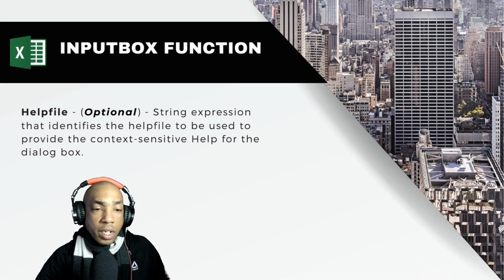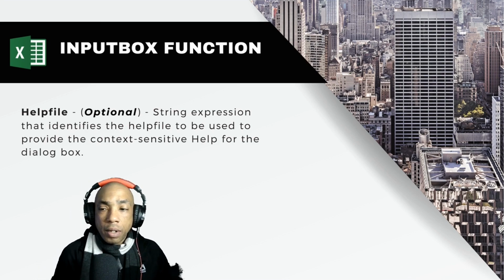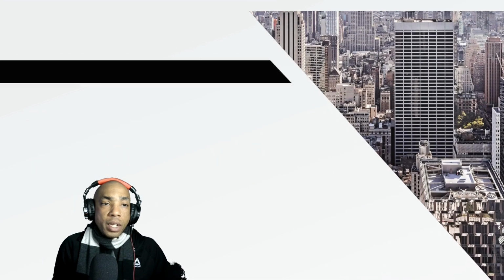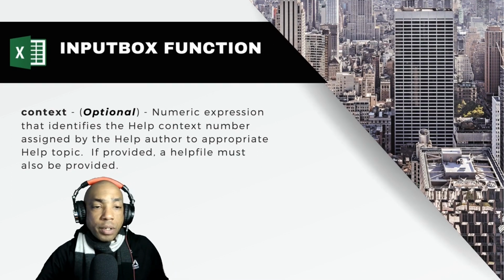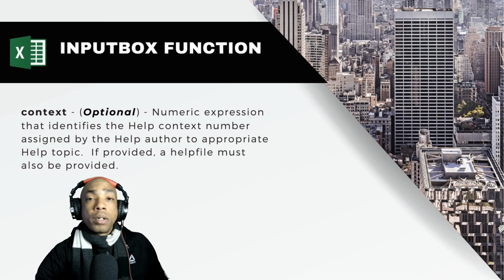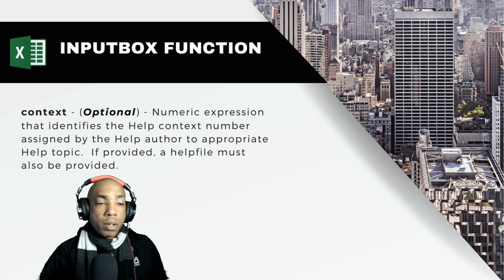The help file is another optional thing that you could use, and it's a string expression that identifies the help file to be used to provide context-sensitive help for the dialog box. And the context, which is also optional, is a numeric expression that identifies the help context number assigned by the help author to the appropriate help topic. If provided, a help file must also be provided.